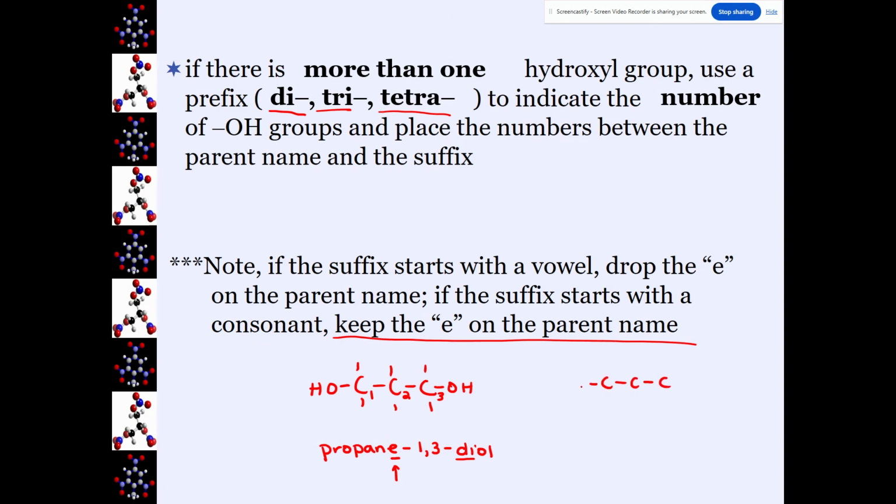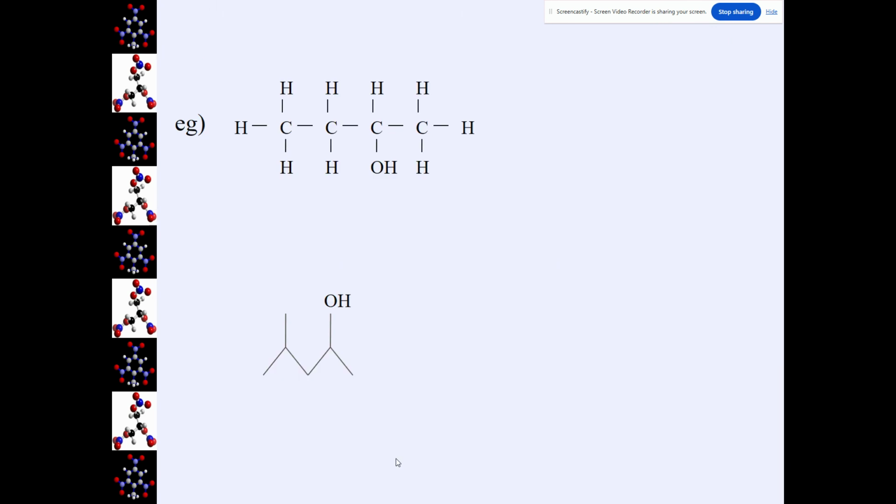When I have only one hydroxyl functional group, the name was just propan, no E, 1-ol. Okay, so if it ends with an O, we drop the E. That's what this says. If it starts with a vowel, we drop the E. But if it starts with a consonant like di or tri, we keep the E. Okay, so very important, careful spelling. Let's look at some examples.